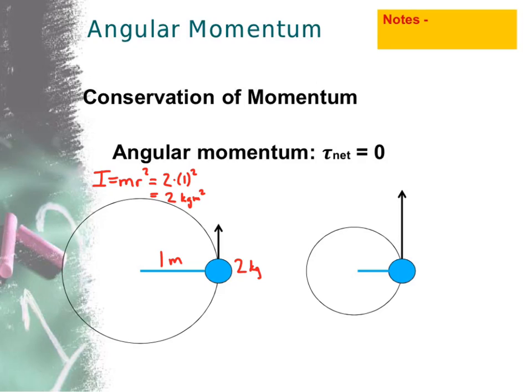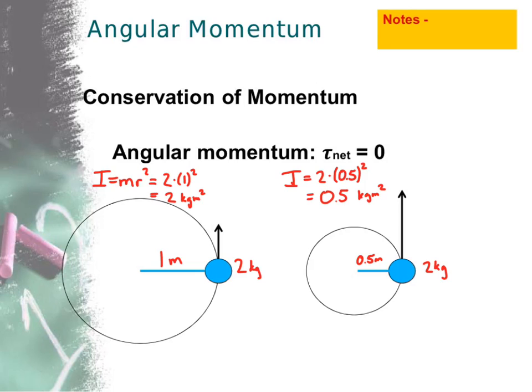Now, if we look at another situation, let's suddenly reduce the radius to 0.5 meters. Let's keep the same ball, 2 kilograms. Well, now if you calculate its moment of inertia, you will have 2 kilograms times, now it's 0.5 squared. So you'll have 2 times 0.25, and that turns out to be 0.5 kilogram meters squared.